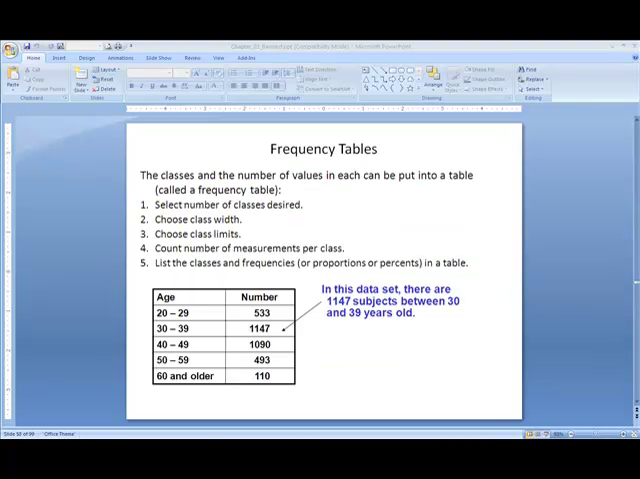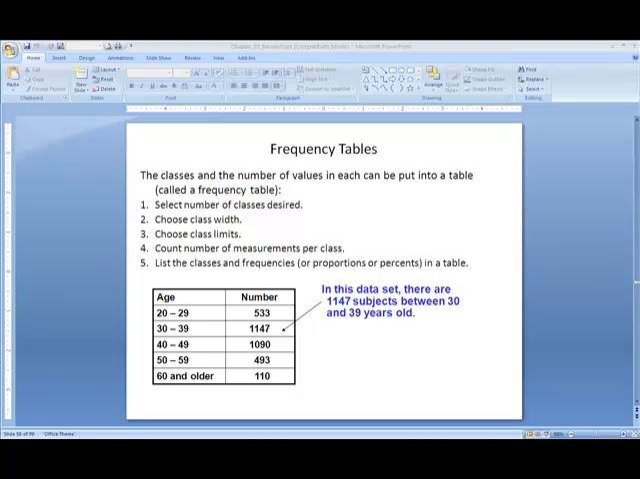So let's say that I had a sample of 3,373 subjects, and I looked at their ages and I put them into these categories or classes that we made. And down below on this PowerPoint is a summary of that data. This is called a frequency table. We have our different classes, we know what our class width is, and with that we determine what our class limits are. And then we can do our counts, and that's how we make our frequency table.